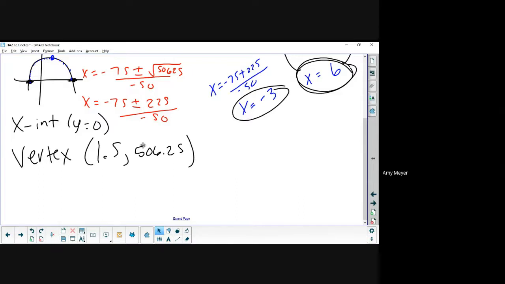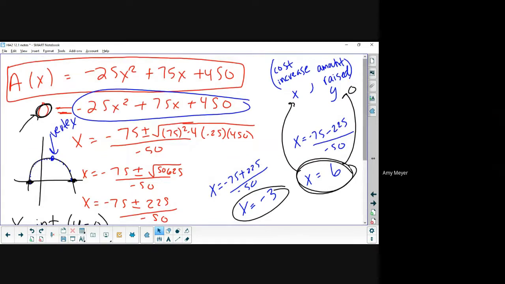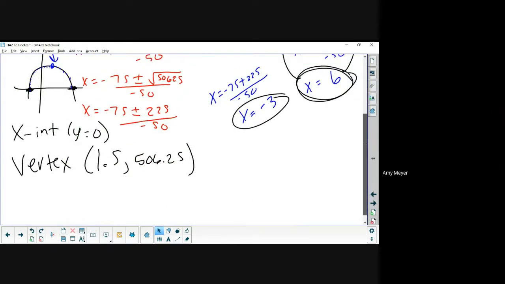This is the point we care about. Can somebody please interpret what this point means? Caitlin, what do you think? 1.5 means what? The cost, the price increase. Very good. That's why we wrote this up here. So Caitlin says, if we increase the cost by $1.50, then what happens? We raised $506.25. Exactly. I'm going to have you write that down, but I want you to add something to it.